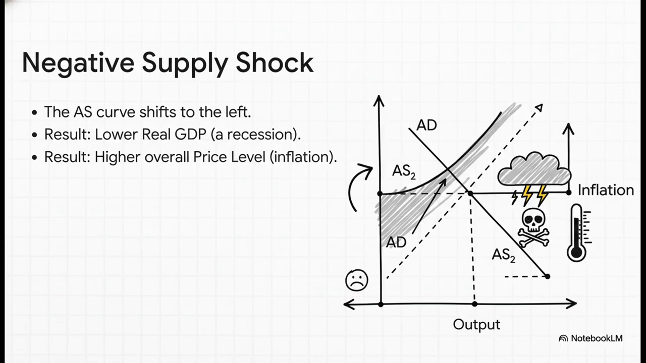And this leads to a uniquely painful outcome. The economy actually produces less, which means a recession and job losses. But at the exact same time, the overall price level goes up. This toxic combination, a stagnant economy with rising prices, is called stagflation, and it is an absolute nightmare for policymakers because the tools you use to fight a recession can make inflation even worse and vice versa.